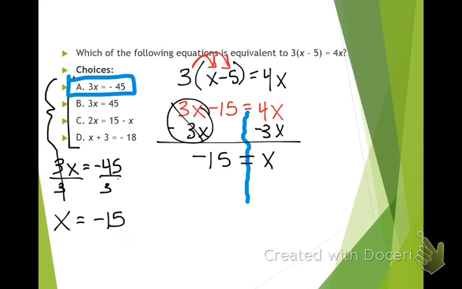So, to answer our question one more time, which of the following equations is equivalent to 3 times x minus 5 equals 4x? Well, we solved that equation and got that x equals negative 15, and we started solving our answer choices and found that A had the same solution, so 3x equals negative 45 was equivalent to that original equation.